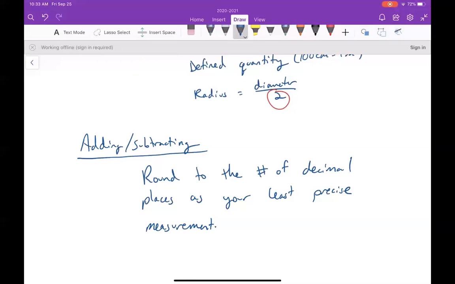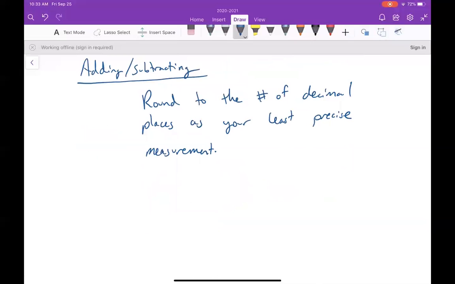It doesn't matter how precisely you measure one side or one measurement, if your other is incredibly imprecise, then it doesn't matter, right? It kind of negates it. So here's an example. Let's say we do this plus that plus that, okay? So do the math first, right? Just do the basic math. Add these things together, right?